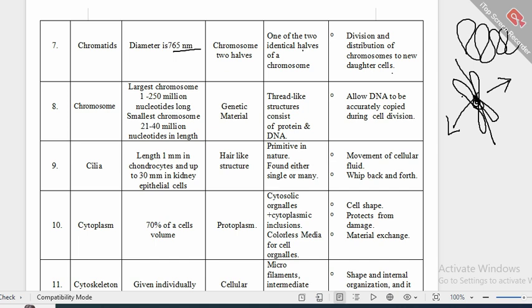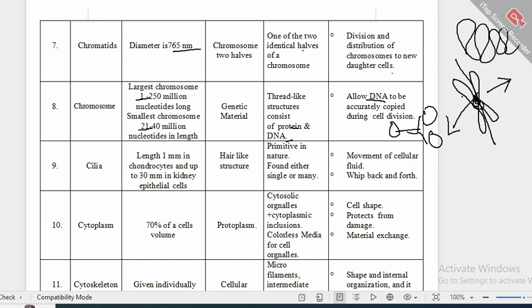Next is chromosome. The largest chromosome, chromosome 1, is 250 million nucleotides long, whereas the smallest chromosome, chromosome 21, is 40 million nucleotides in length. So the largest chromosome is 1, the smallest is 21. It is the genetic material of Homo sapiens or the organism. It is a thread-like structure consisting of protein and DNA, and allows DNA to be accurately copied during cell division from one cell to the two different daughter cells.